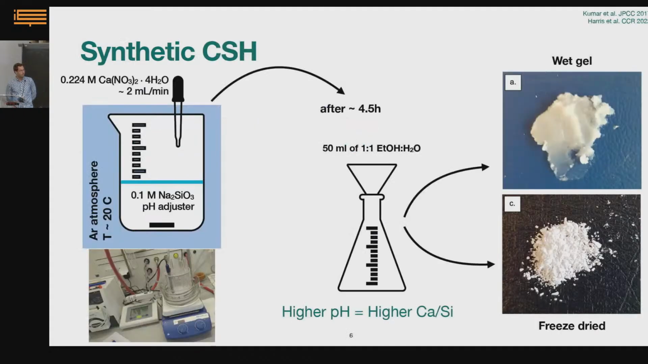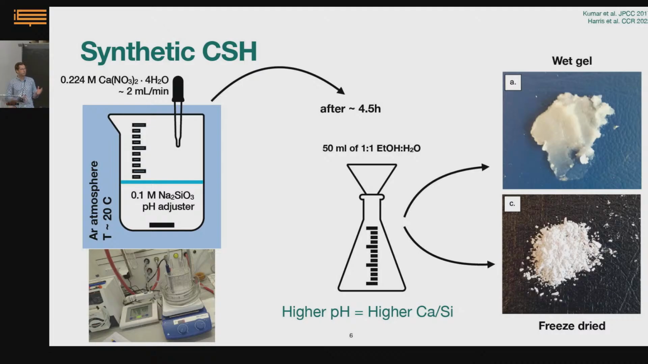So we make synthetic CSH, phase pure CSH, no Portland and nothing, just pure CSH. What we do is we follow the synthesis protocol developed by Professor Bowen at PTG at EPFL, which was first published in the Kumar paper, and then standardized by the Harris paper in CCR.